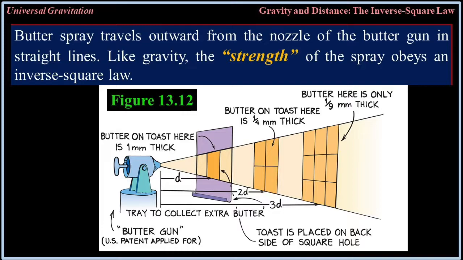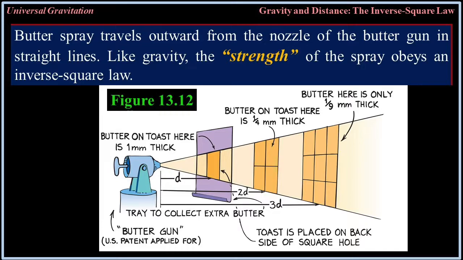Like gravity, the strength of the spray obeys an inverse square law. How thick will the butter be on each piece of toast? Since it has been diluted to cover 4 times as much area, its thickness will be 1/4 as much, or 0.25 millimeters. Note what has happened.